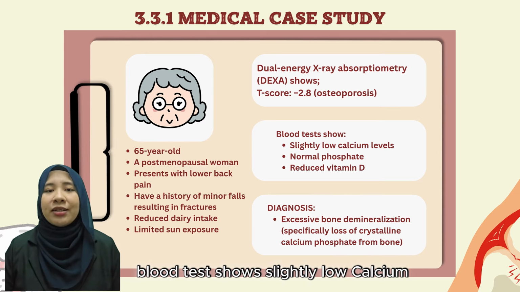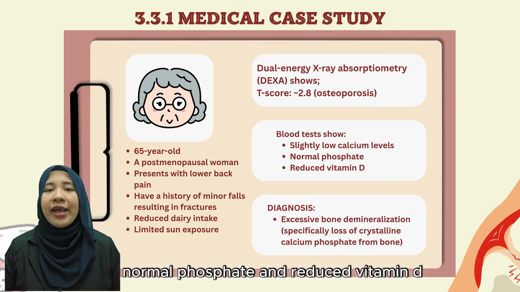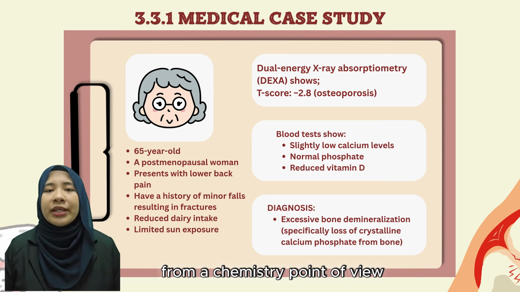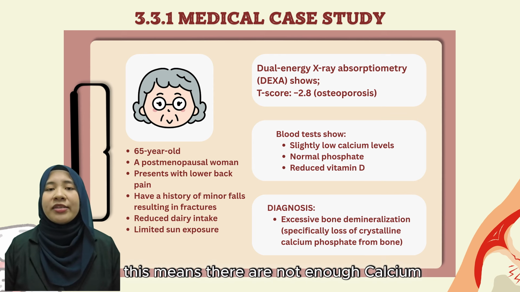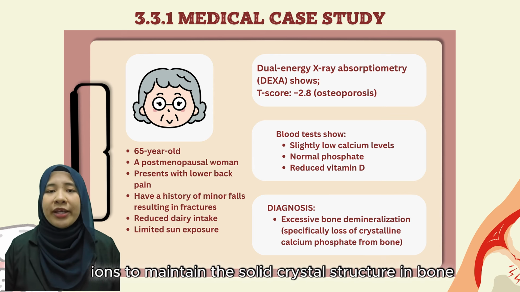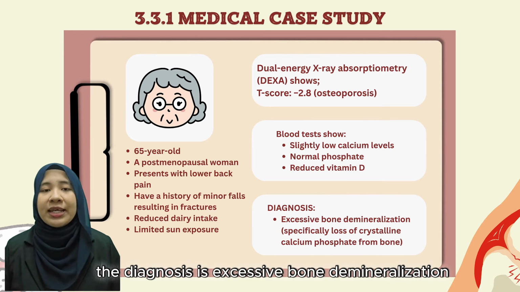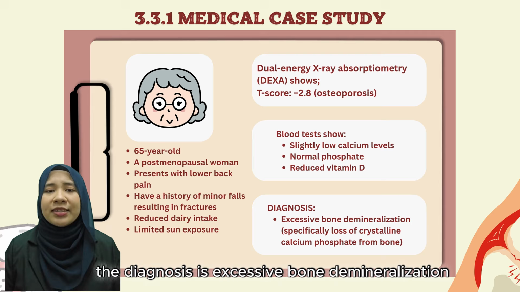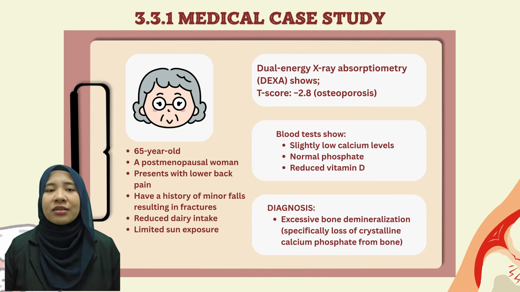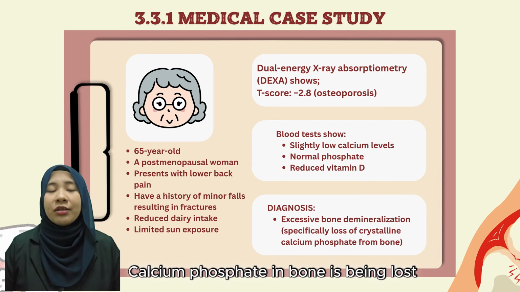Blood tests show slightly low calcium, normal phosphate, and reduced vitamin D. From a chemistry point of view, this means there are not enough calcium ions to maintain the solid crystal structure in bone. Therefore, the diagnosis is excessive bone demineralization, which means the crystalline calcium phosphate in bone is being lost.